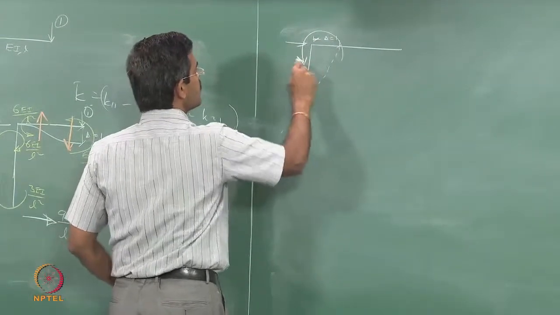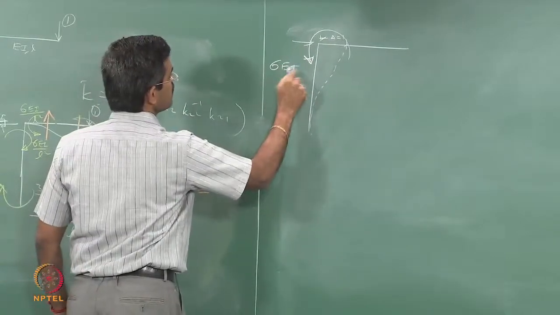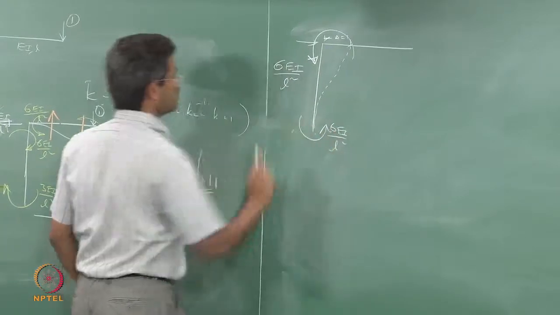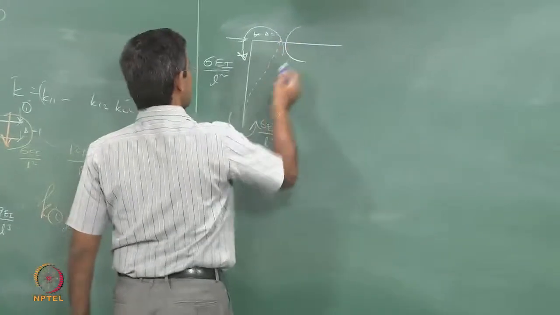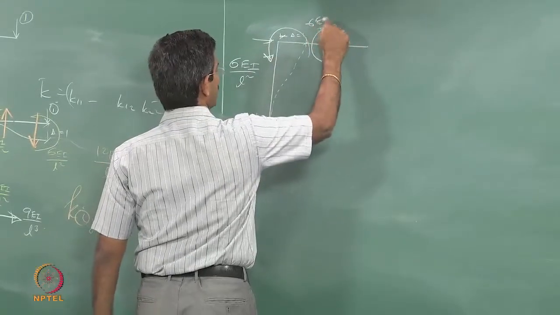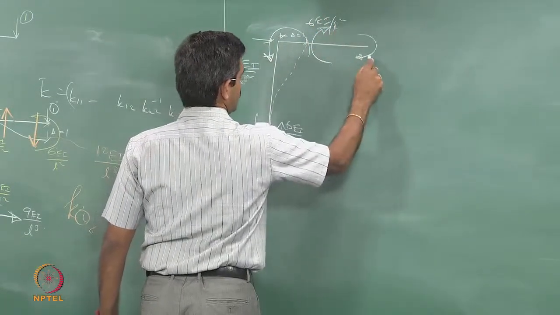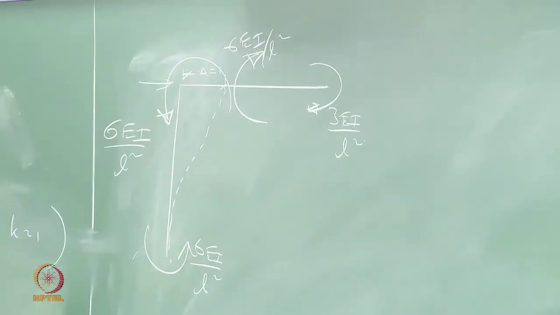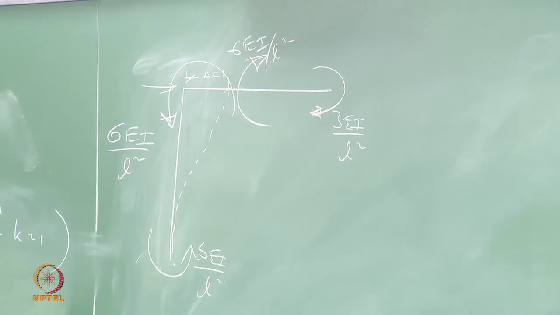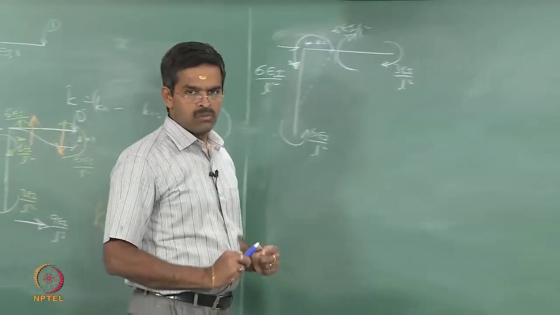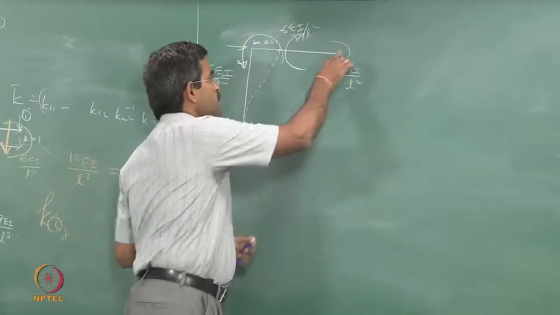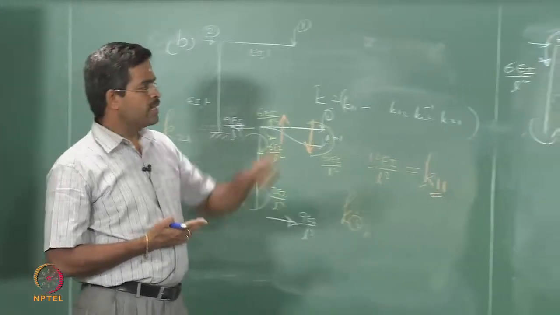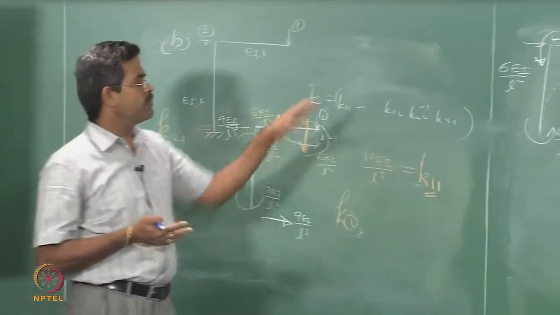So, this will invoke 6EI by L square, 6EI by L square, and this anti-clockwise or clockwise of 6EI by L square and 3EI by L square. Here people generally get a fundamental doubt. At this point, people generally think it is a free end or an overhang. So, why is there a moment there? The moment should be 0 actually, because it is a free end, an overhang.